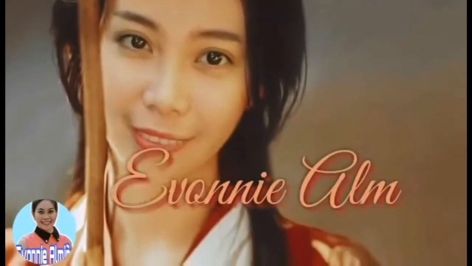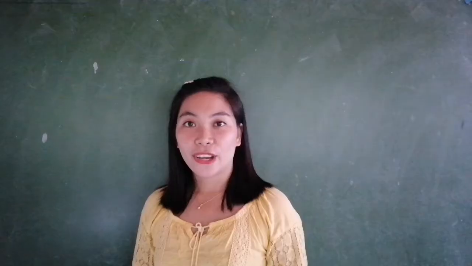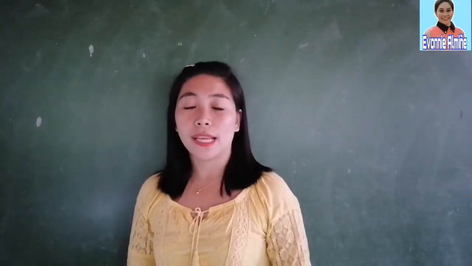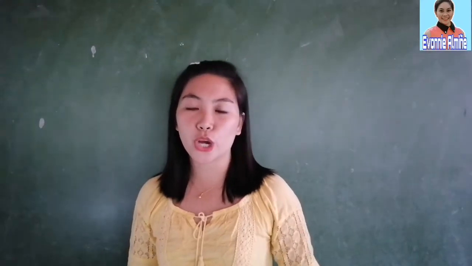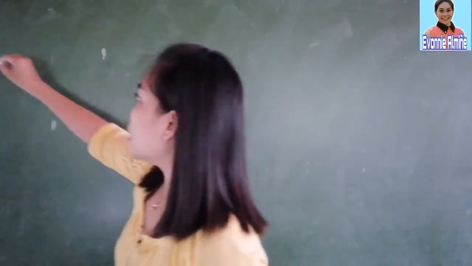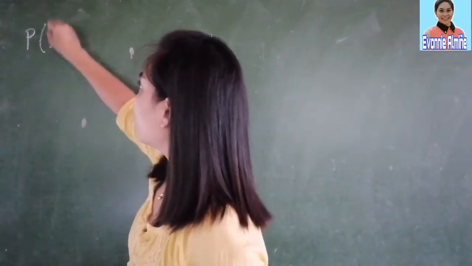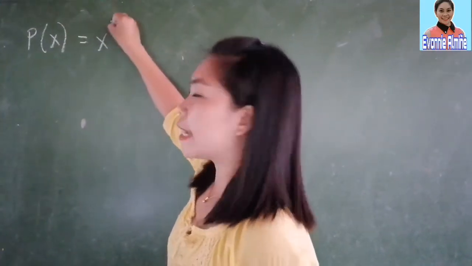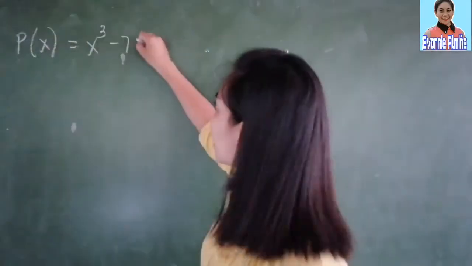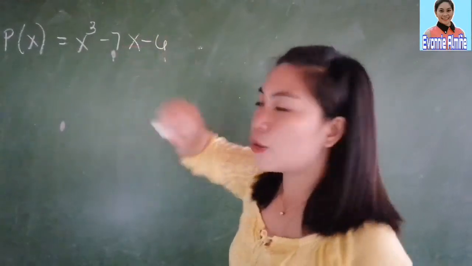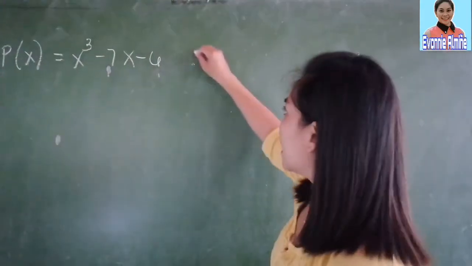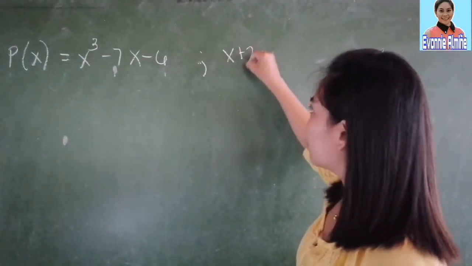Okay, let's have another example. Let's find the other factors of the polynomial equation. P of x is equal to x cubed minus 7x minus 6 when the other factor is x plus 2.